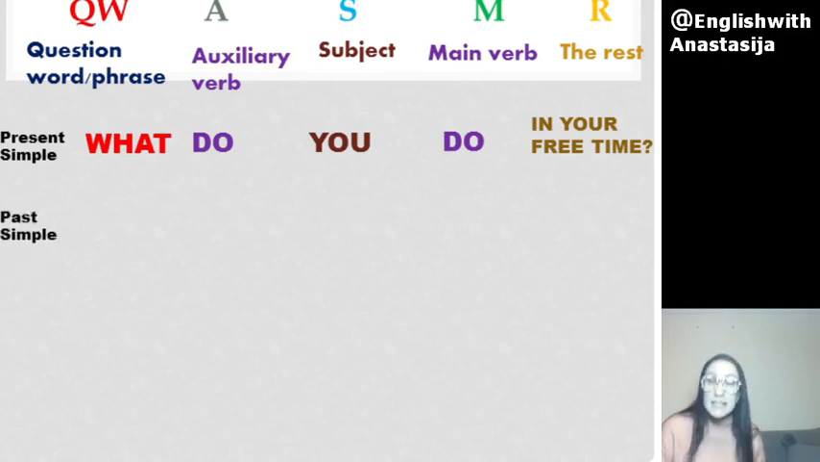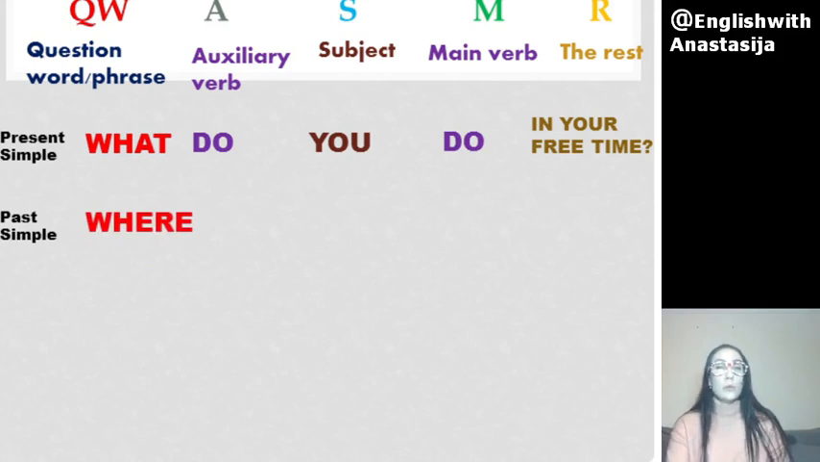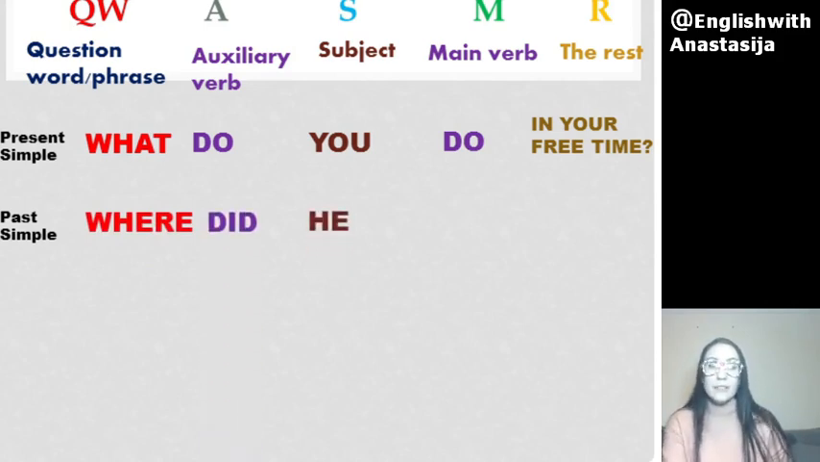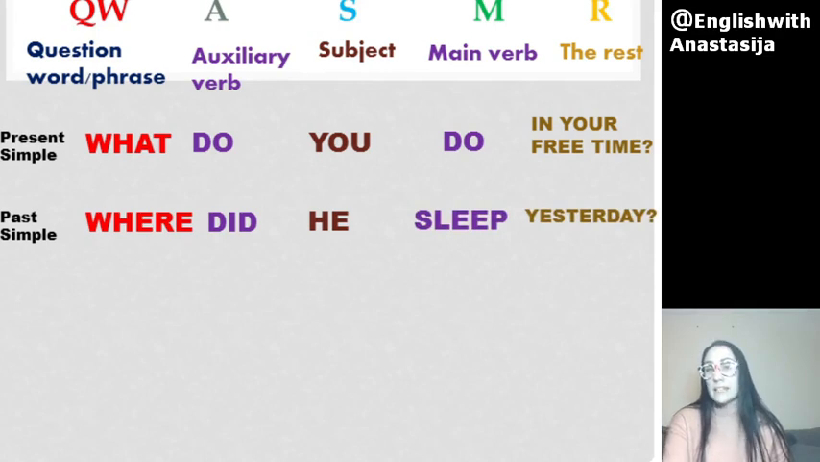Okay, past simple. Does this work with the past simple tense? Of course it does, and let me show you how. Question word, where? Auxiliary verb, did. Subject, he. Main verb, sleep. The rest, yesterday. And here goes our question. Where did he sleep yesterday?